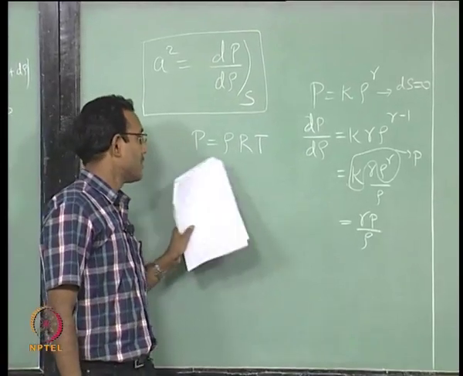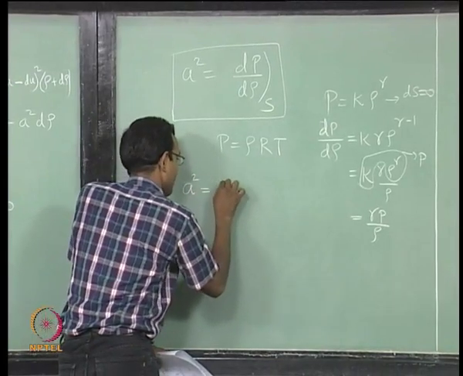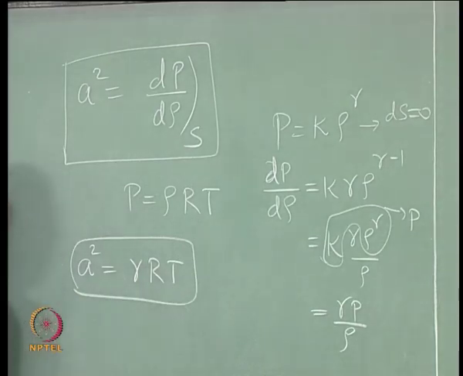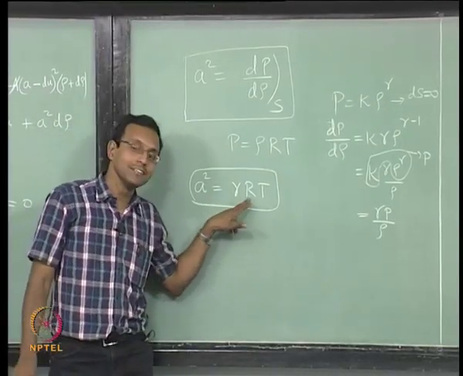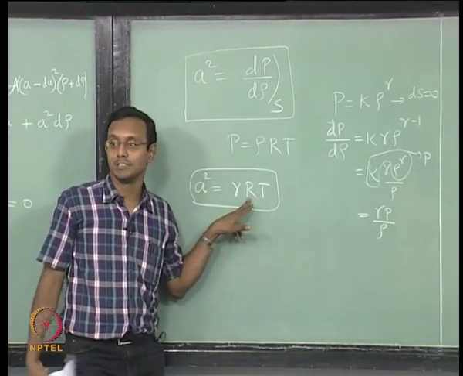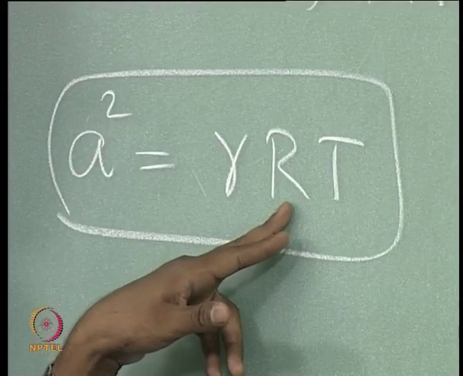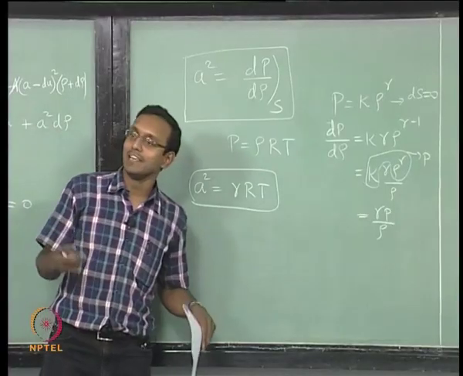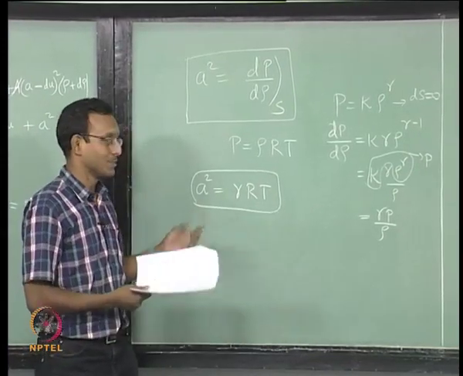Now, I am going to use P by rho is RT. So, I will get to a nice final form. A square is gamma RT, a very commonly used expression in gas dynamics, where R is the specific gas constant, specific per mass basis. So, it is the universal gas constant divided by molecular weight in kilograms. That is what this is going to be. And typically you will see square root of gamma RT in so many places in gas dynamics. It just comes up from here.